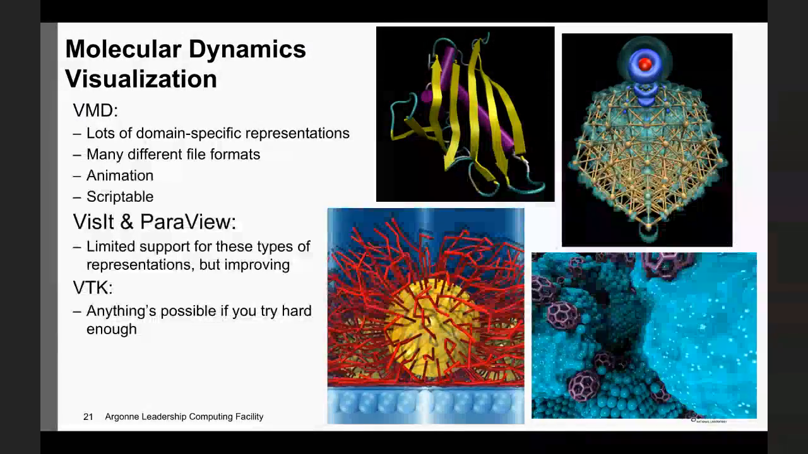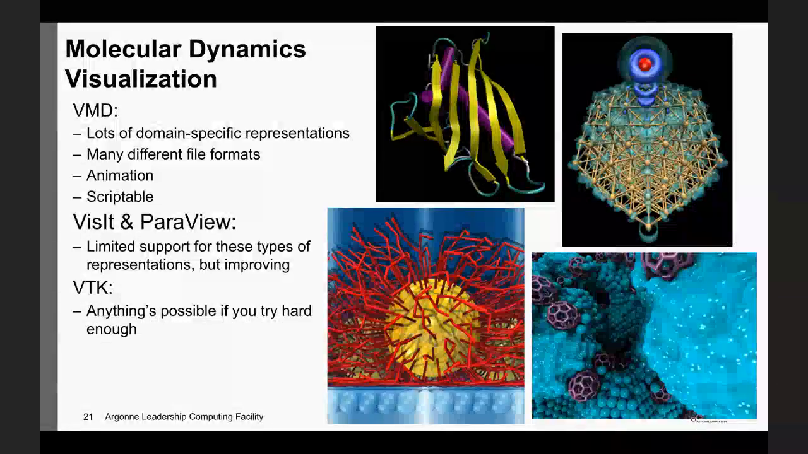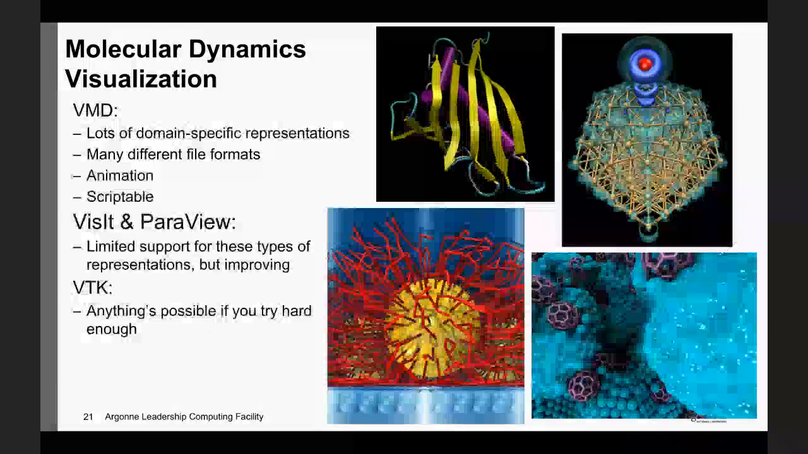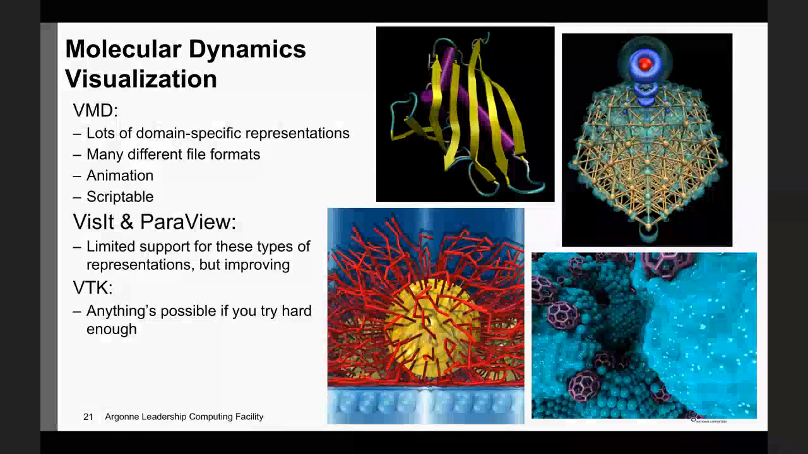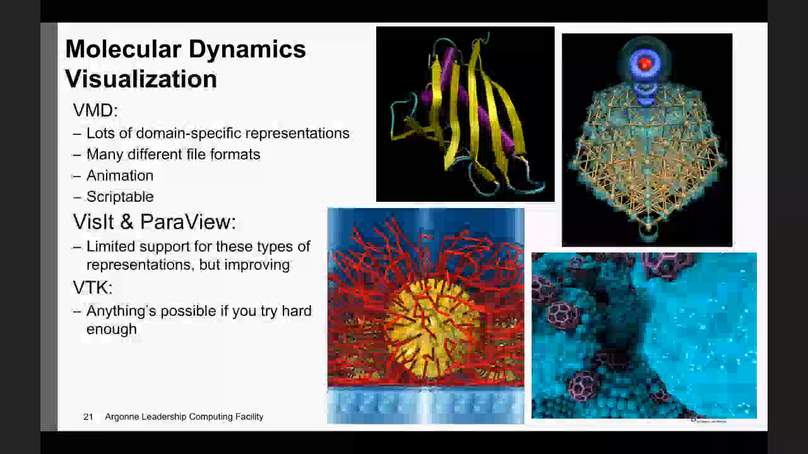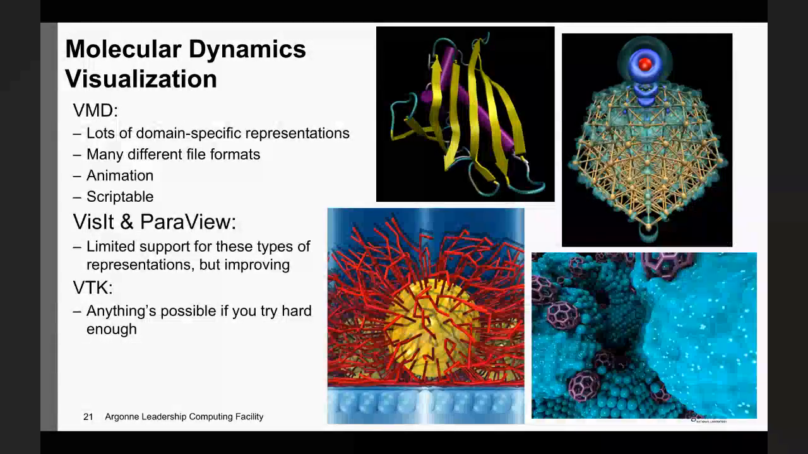So looking a little bit more at some more domain-specific types of tools and representations, right? So molecular dynamics and material science, often there's a number of tools, VMD in particular, we use a lot. VisIt and ParaView have some limited support for these types of representations, but those are improving all the time. In fact, there's now a VTK molecule data format, which for sure ParaView and I believe VisIt probably supports.